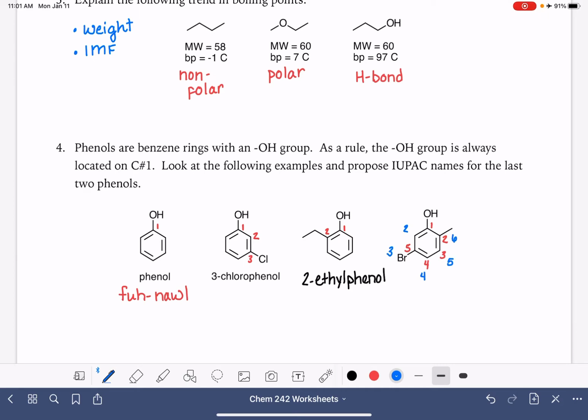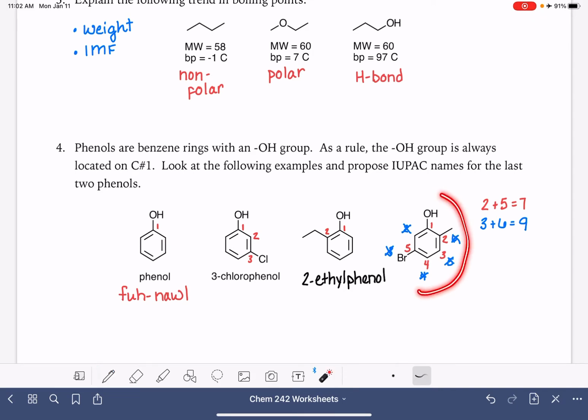Just as a reminder, the way that we can determine the best possible set of numbers is by adding the numbering of the substituents. So if I number clockwise, which are the numbers in this red color, 2 plus 5 is 7. If I number counterclockwise, which are the numbers in blue, 3 plus 6 is 9. So that means we don't want to be using the blue numbers, we want to be using the red numbers.